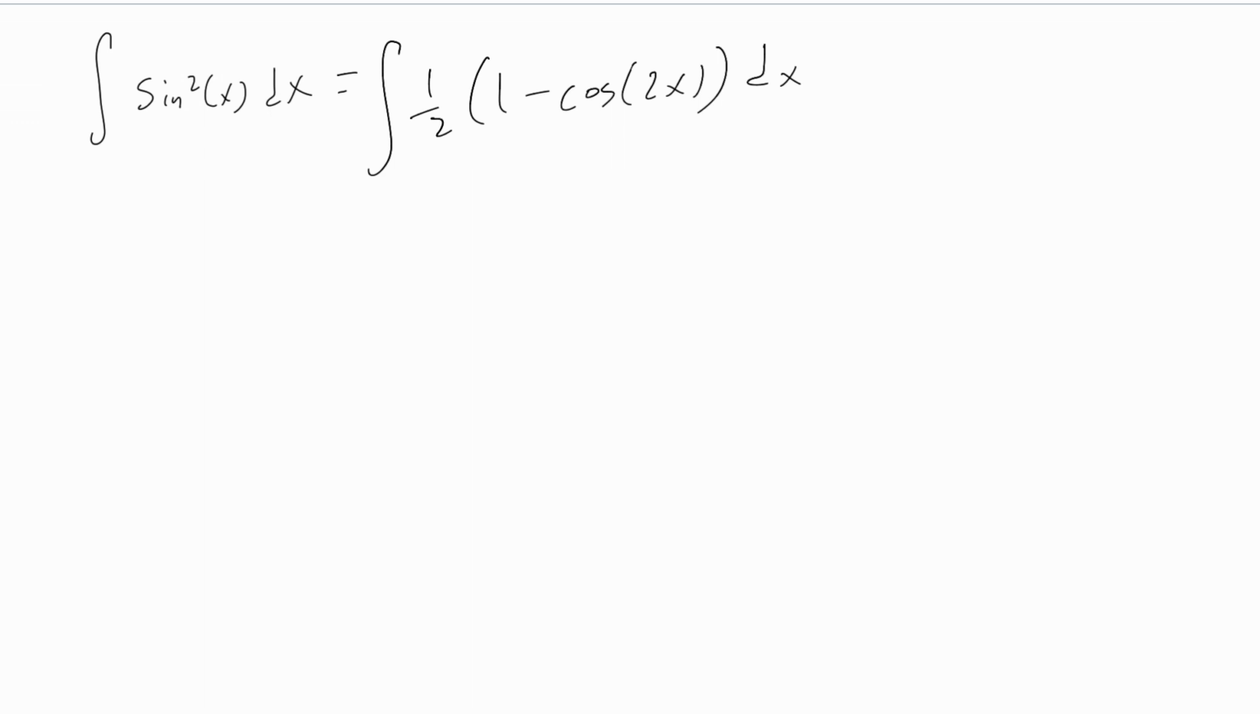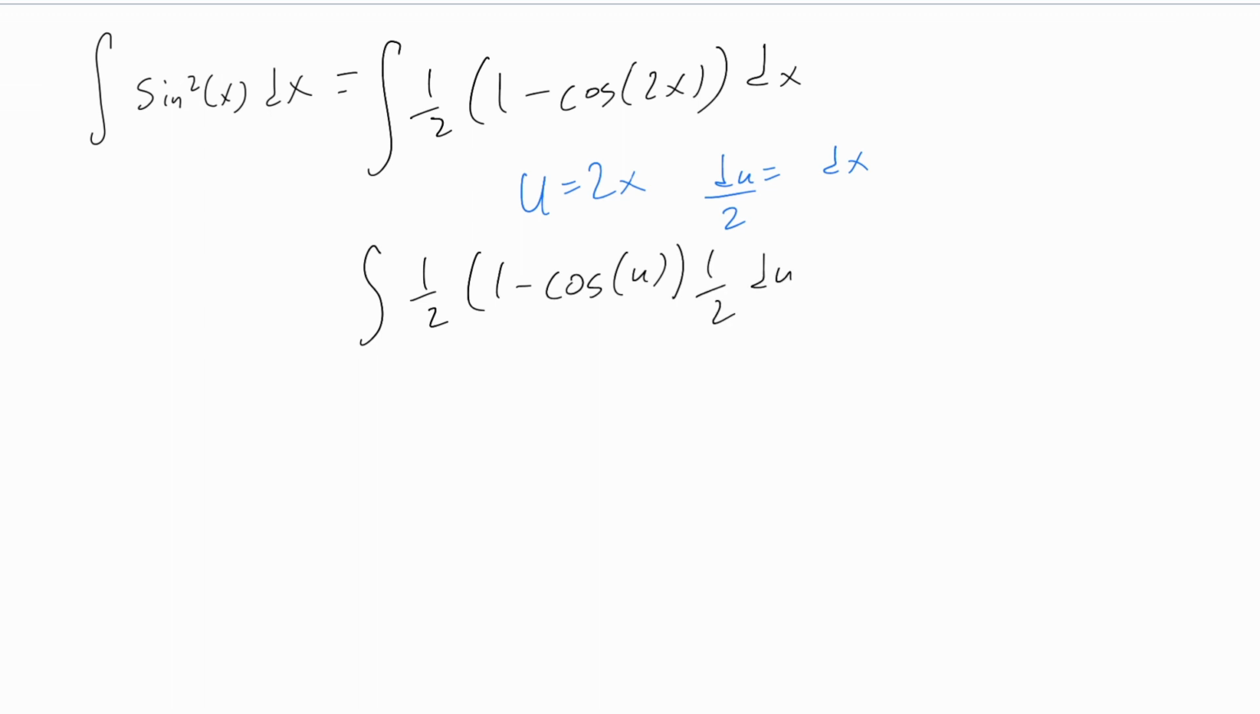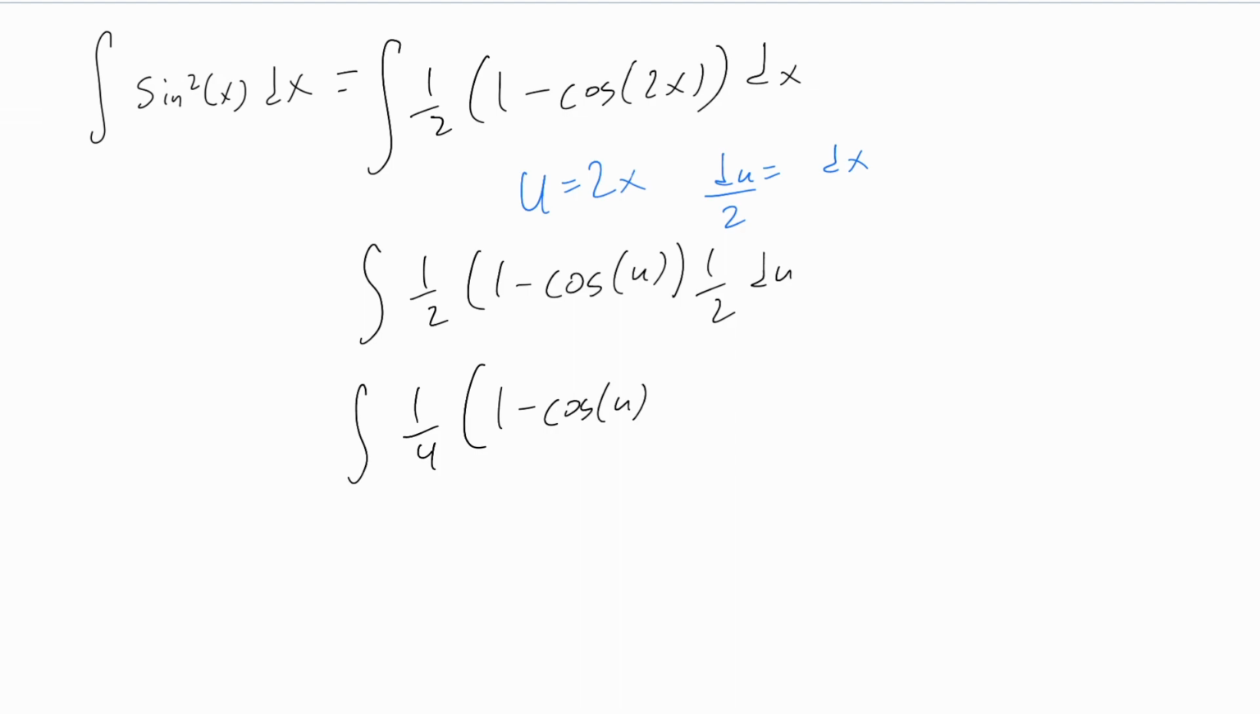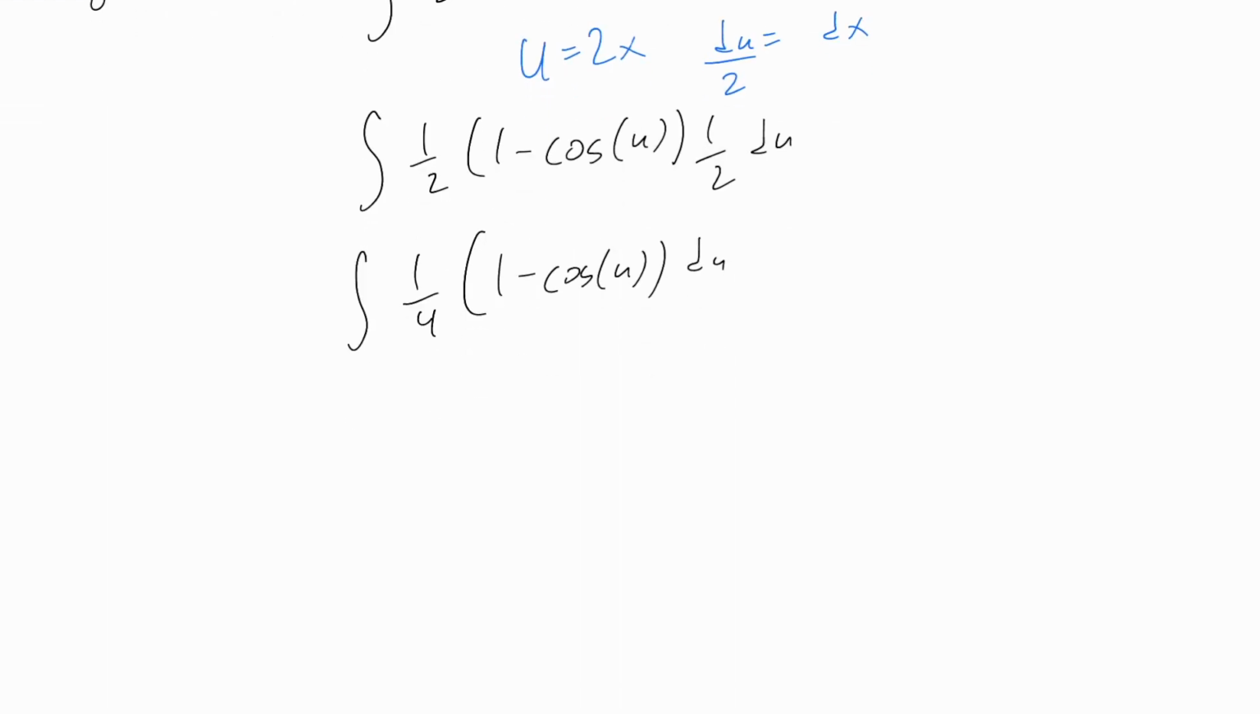Right? And so from here, this is a lot simpler to work with because we only have 1's in the exponent. We can get around this by using a u substitution. If we say u equals 2x, then du equals 2 dx. And in fact, that means that dx equals du over 2. So then our integral becomes the integral of 1/2 times 1 minus cosine of u times 1/2 du. Combine our like terms, combine our 1/2s together, we get an integral of 1/4 times 1 minus cosine of u du. And so this becomes, I'll just distribute the 1/4 in, 1/4 minus 1/4 cosine of u du.